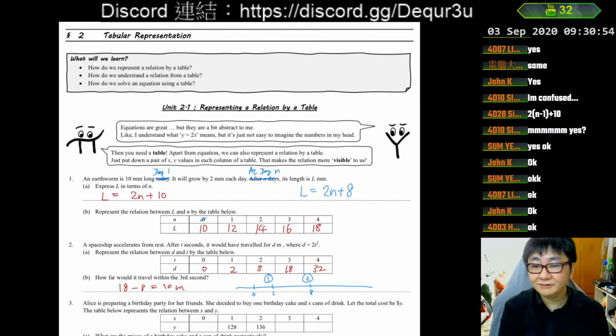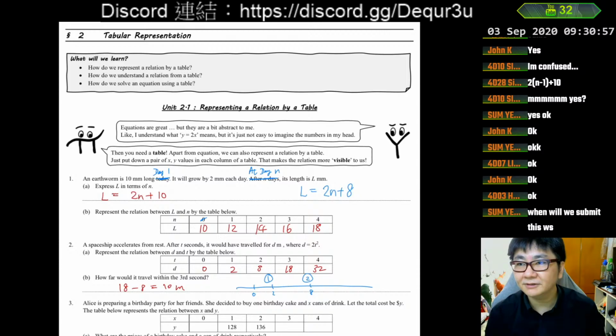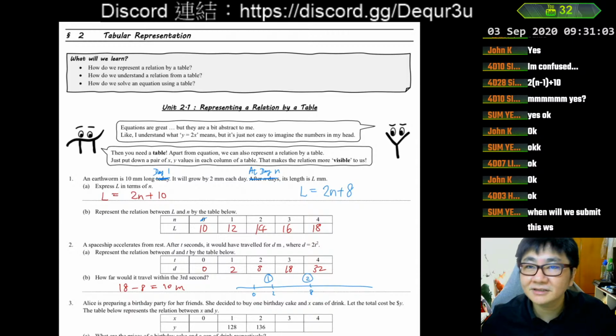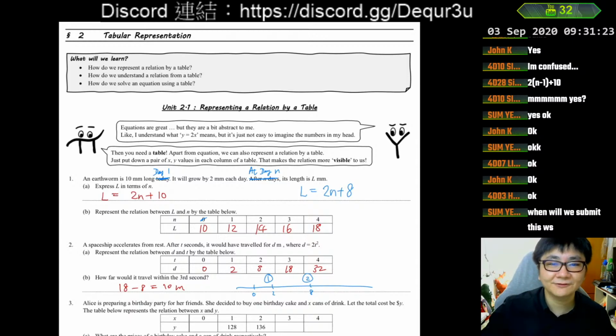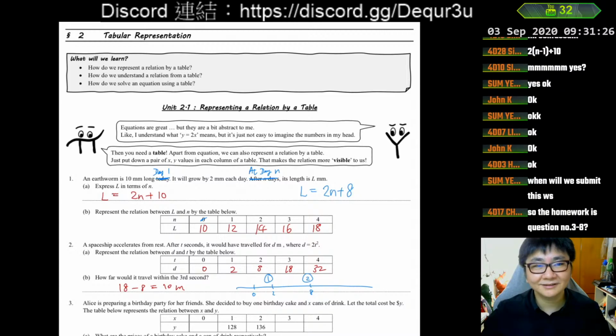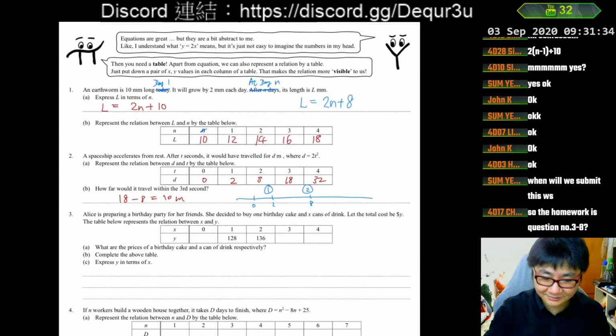Where will we submit this worksheet? As I said before, I will not ask you to submit tomorrow, but maybe next week. Let me see the timetable. Next lesson we have is next Tuesday for mathematics. Therefore, is it good to hand in next Monday night? Next Monday night, that means the 7th of September at night. I usually like to collect the work before 23:59.